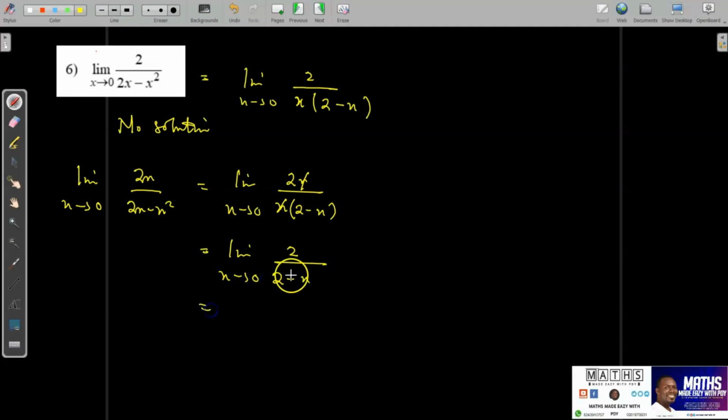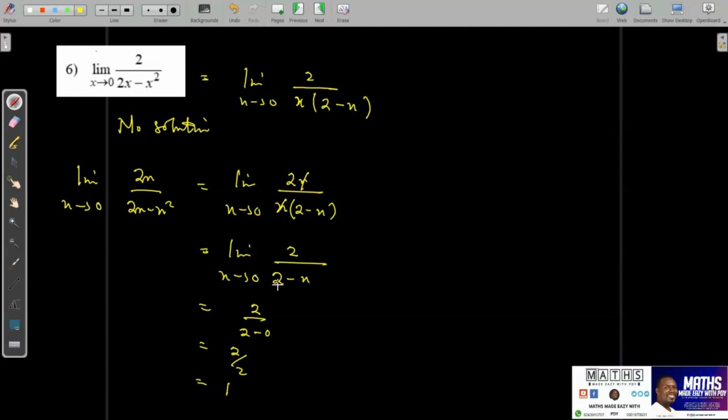Then at this point, you can go ahead and substitute. So you end up getting 2 over 2 minus 0, and the final answer is 2 over 2, which is 1. So either there was a typographical error in this question, or per whatever we're doing here, there would have been no solution to the question. Please, are we all clear?